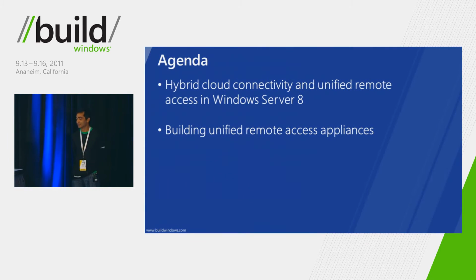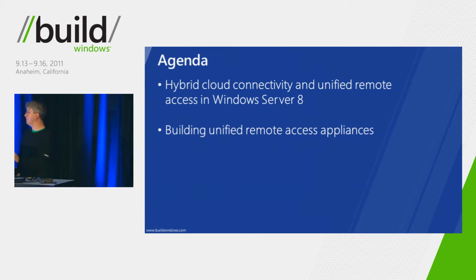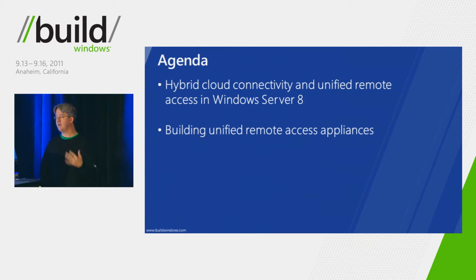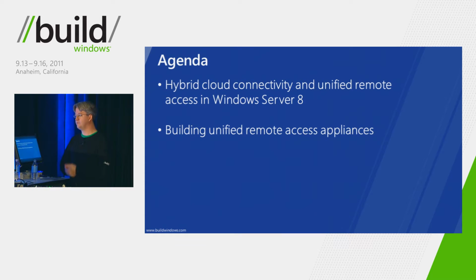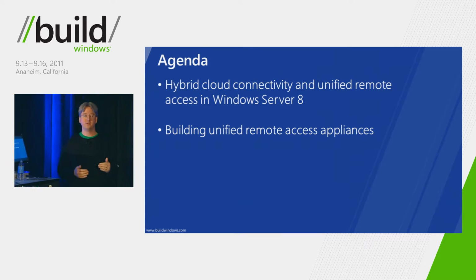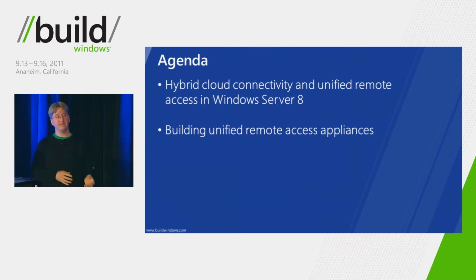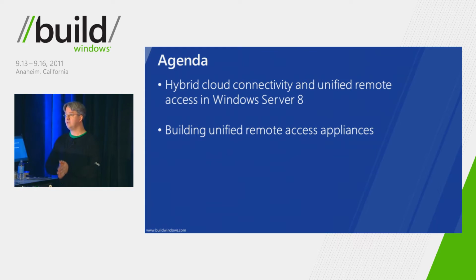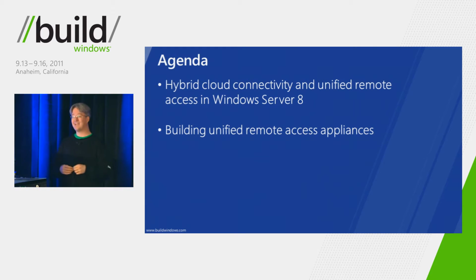And the key goal that we have for you today is we'll go through and define what we mean by hybrid cloud connectivity. We'll look at how Server 8 provides this connectivity using a new unified remote access role that we have shipping now for the first time inside of Server 8. And we'll also talk to how we go about building these remote access appliances and the opportunities we believe that our ISV and our IHV partners actually have at helping us partner together to provide these solutions to our customers.